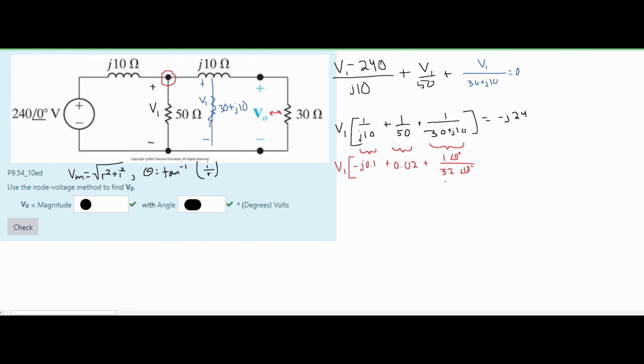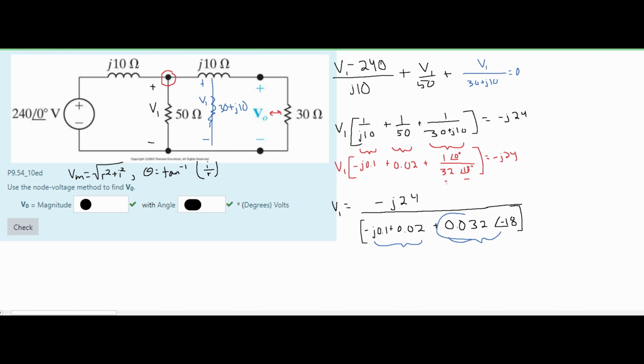Now for this, remember, we want to divide the number and then subtract the denominator from the numerator angle. And then to find our V1, we are going to divide the right side by this entire constant right here. And this is what we are going to get for our new equation. Now we want to add our denominator together, so we want to add this part and this part together. First we need to convert this part from our polar form to rectangular form.